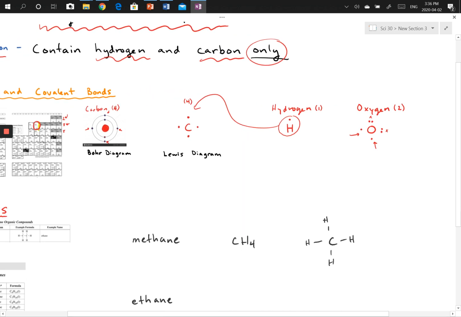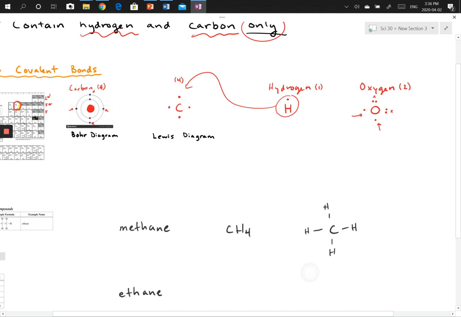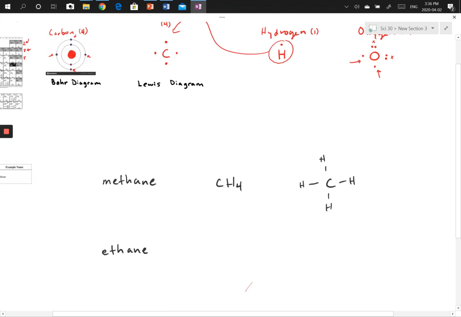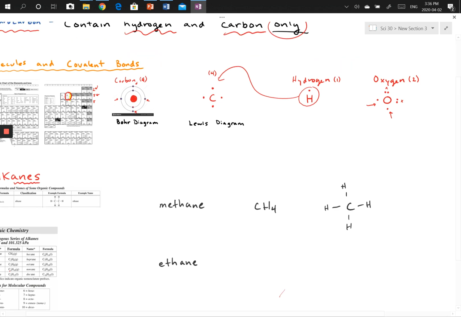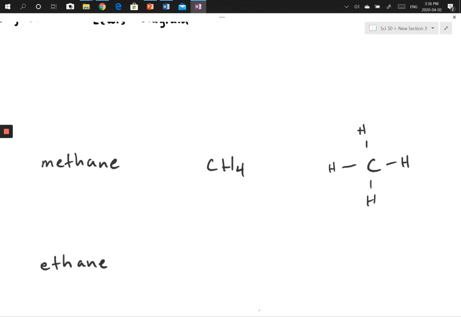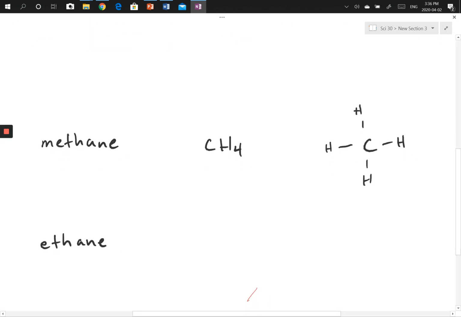Now instead of these dots, we can show these bonds with just lines, and we would call that a Lewis structure. So I have down here the very simplest hydrocarbon in the universe, and that is called methane. And you guys know methane from natural gas. You use it to heat your homes, probably the water in your home as well. And it is a really important molecule for us.